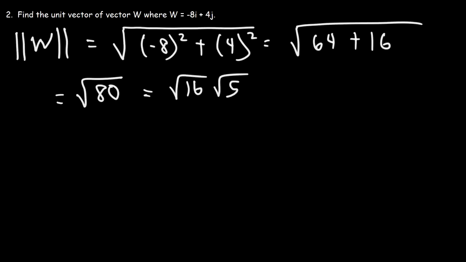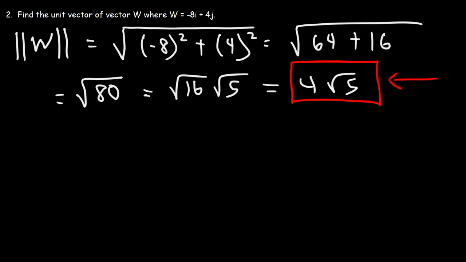So we can write the square root of 80 as the square root of 16 times the square root of 5. Now the square root of 16 is 4. So now we have the magnitude in its simplified form. It's 4 square root 5. Now let's determine the unit vector. So it's going to be vector w divided by the magnitude of the vector.